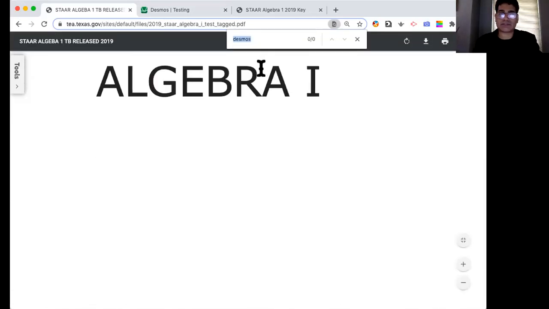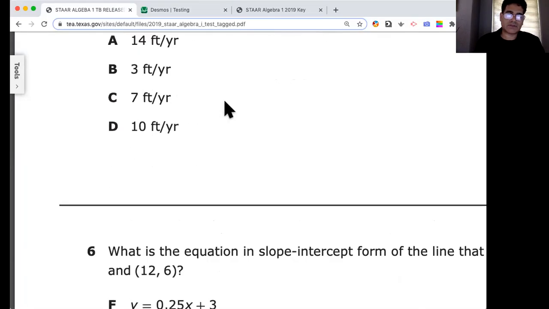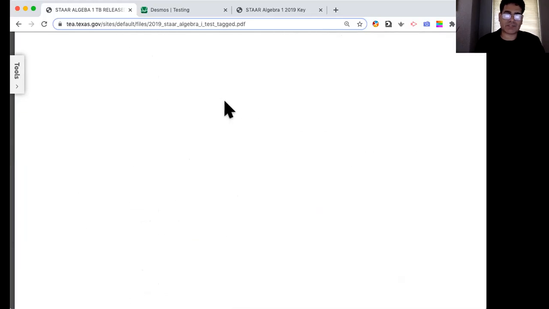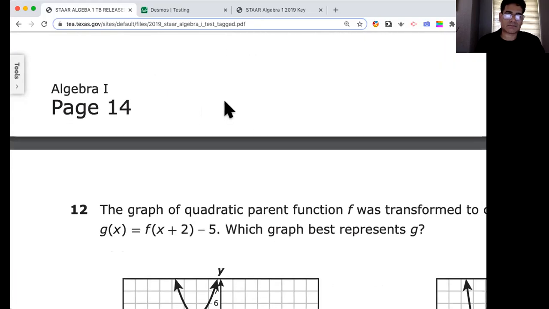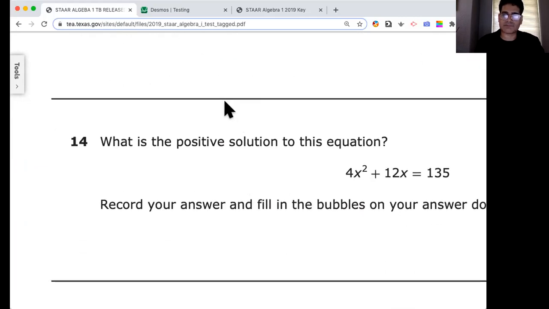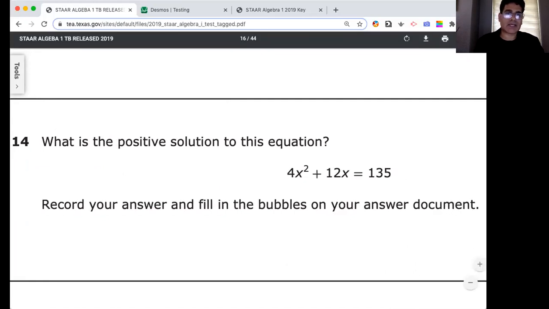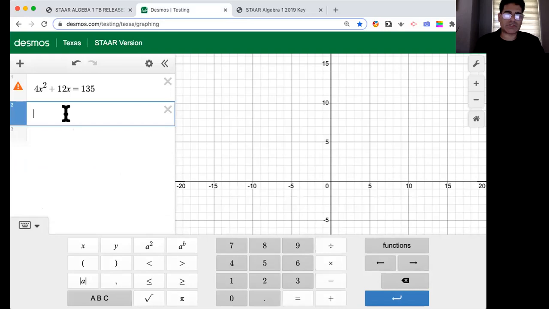It's a quicker way to get to it. But let's just get back to our problem. 14, I believe it was. Okay, there it is. What's the positive solution set? So we have to get that into quadratic equation format, and we don't have it as such now. So what does our quadratic equation format look like? It's usually y equals, the function of something equals.